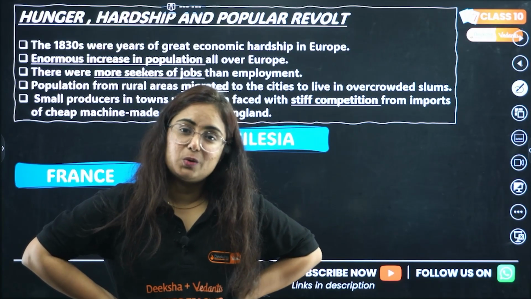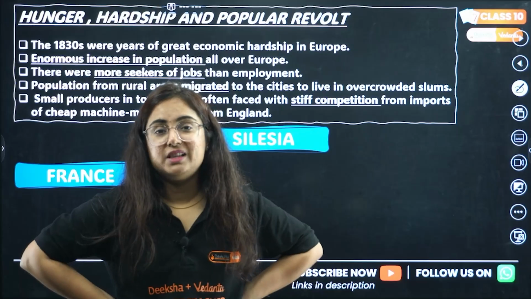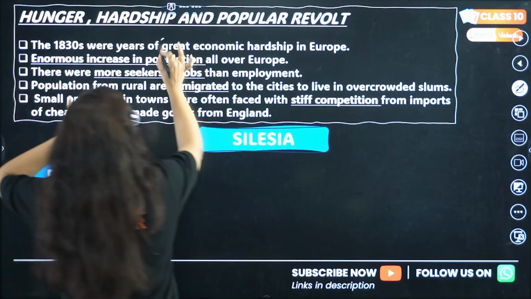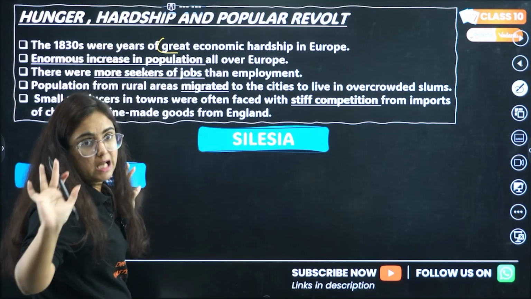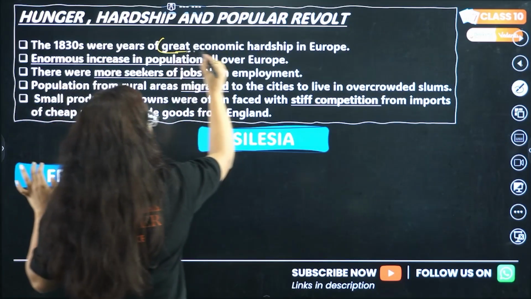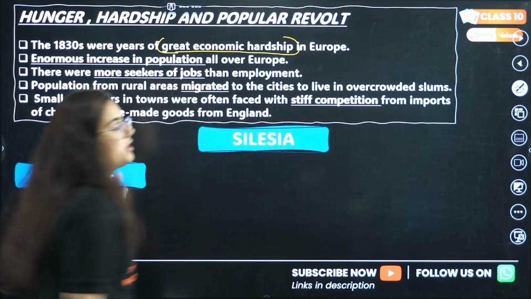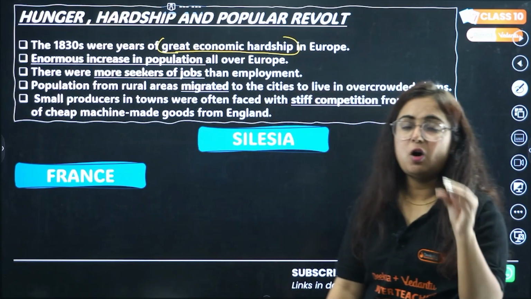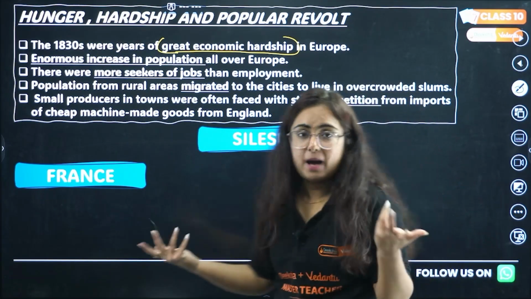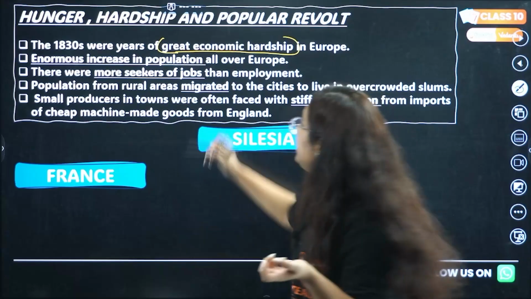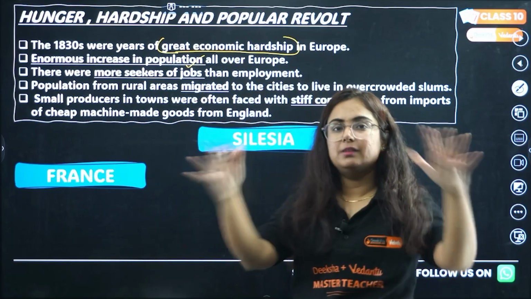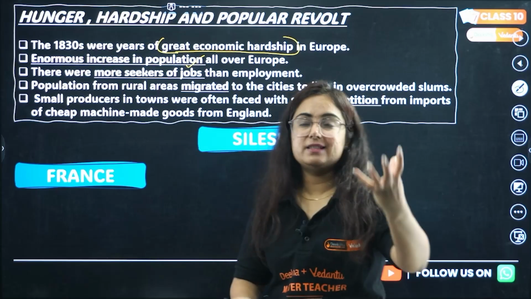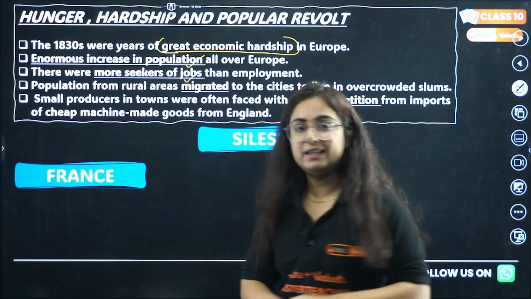But the story is not over yet. Now what happened in France, beta? In the 1830s, not only in France but in entire Europe, these were the years of great economic hardship. Why economic hardship? Beta, population was increasing all over Europe. As population increased, the number of job seekers increased.